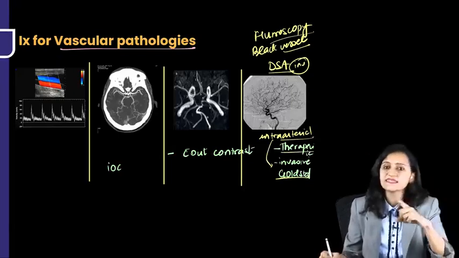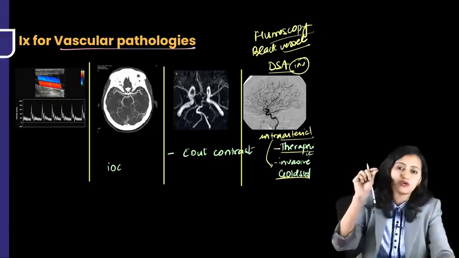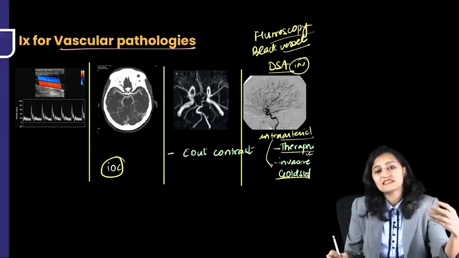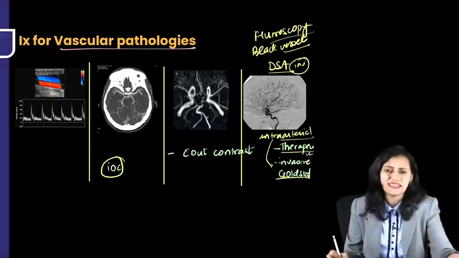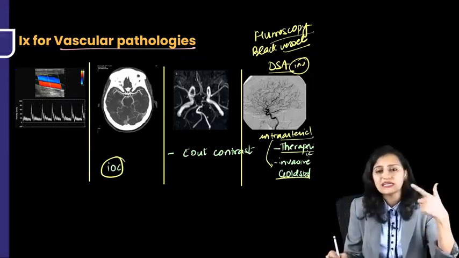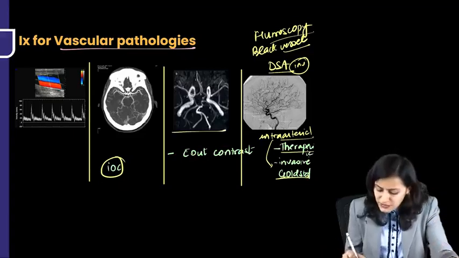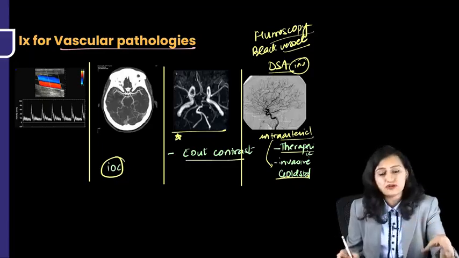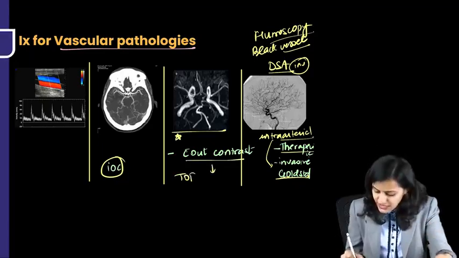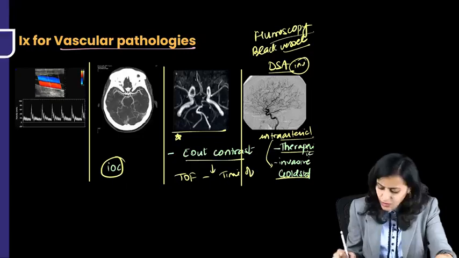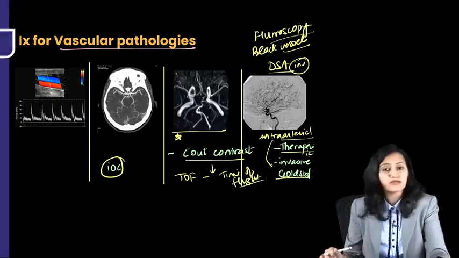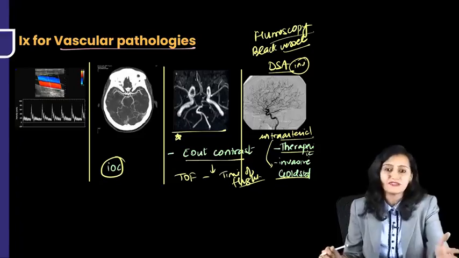Advantage with DSA is it can be therapeutic also, because we are going into the artery. CT angio is generally the investigation of choice for vascular pathologies like aneurysm, dissection, because it is quick, easily available. And advantage with MRI is MR angio is the one which can be done even without contrast. The sequence that we use there is TOF, that is time of flight sequence. So these are the pros and cons of all the various angiographies.